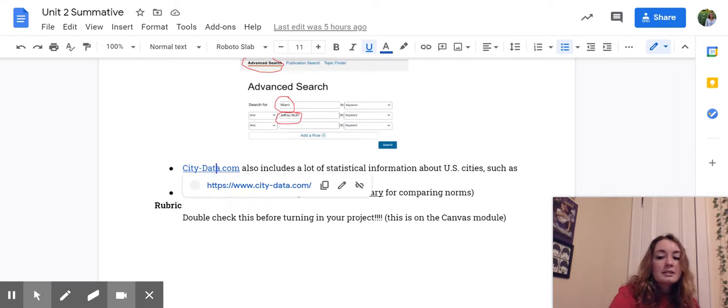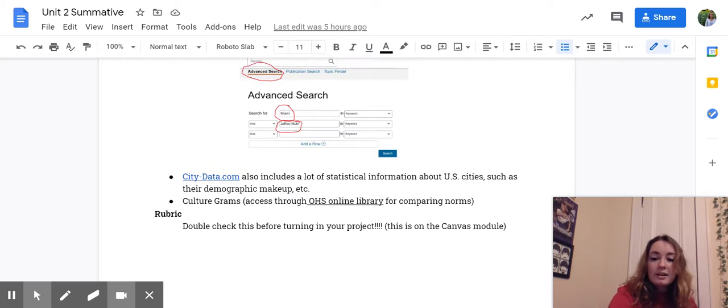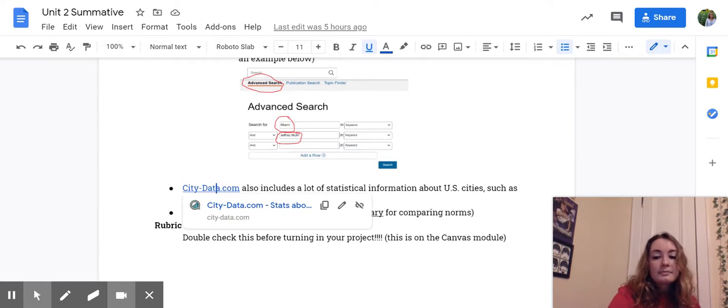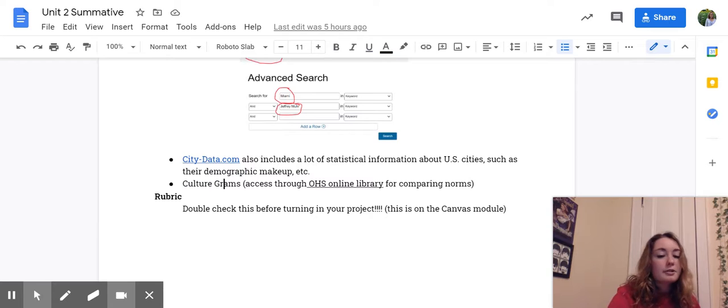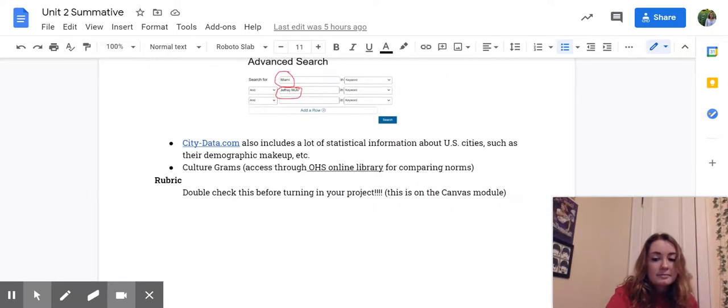Another good place to find things like the demographic makeup and more statistics on your city, maybe like crime rates and whatnot, is citydata.com. And then for the norm portion, like I said, using CultureGrams is a good place to start. So these are 3 great sources you can use.